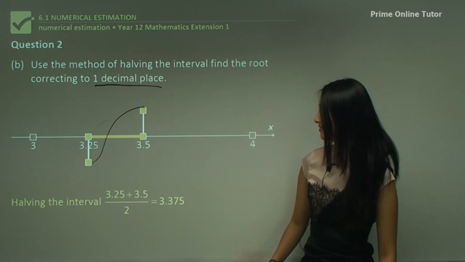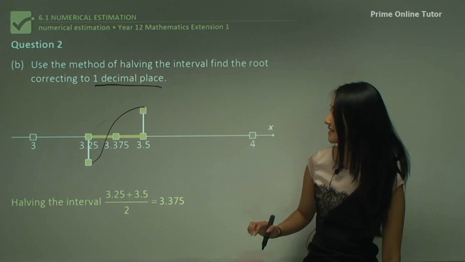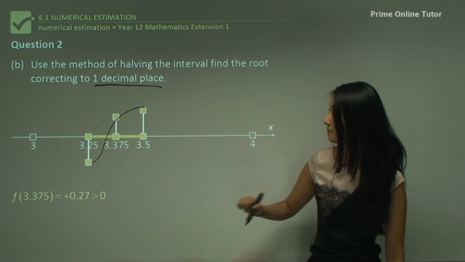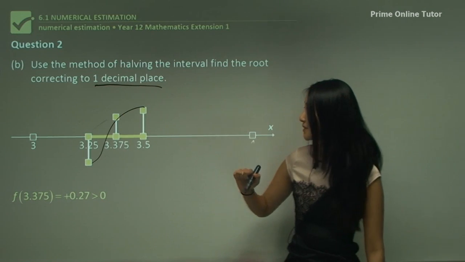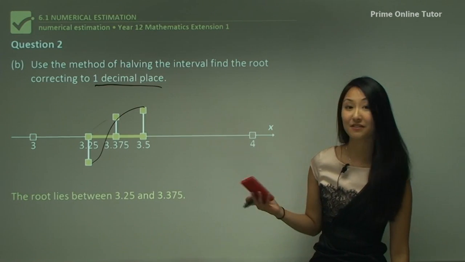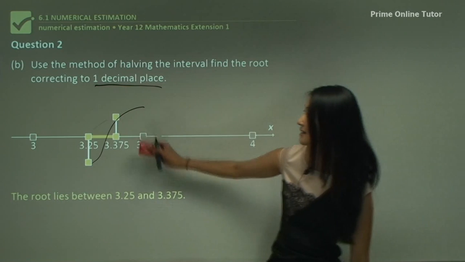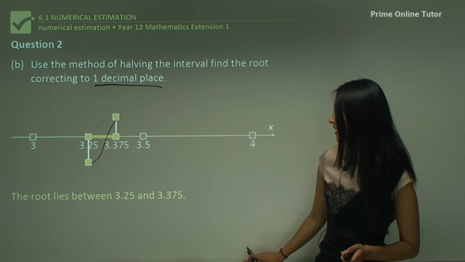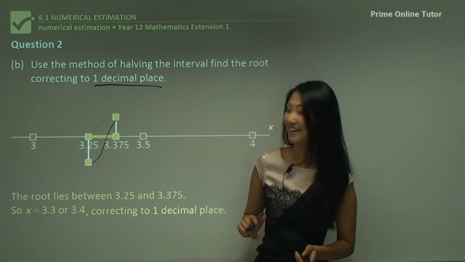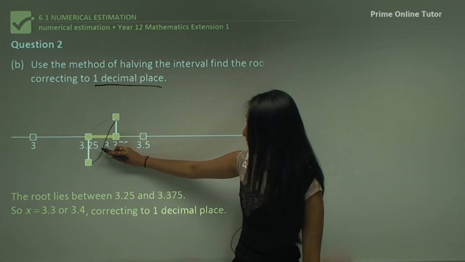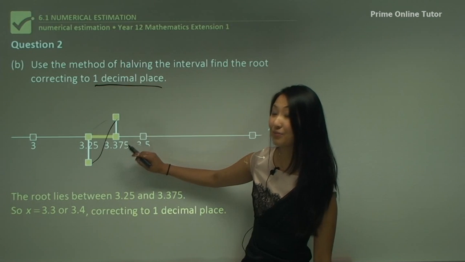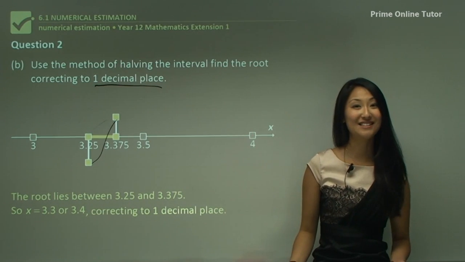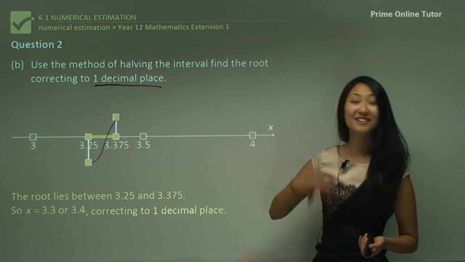Halve the interval again. Halving again, we find it's 3.375. Substituting that in, it's positive, which means that it must lie between those two values, and we just eliminate the interval between the two positive intervals. All right, let's have a look at these two values again. So this rounds to 3.3, and that rounds to 3.4. So again, they don't agree to the same one decimal place yet, which means, that's right, got to keep going.